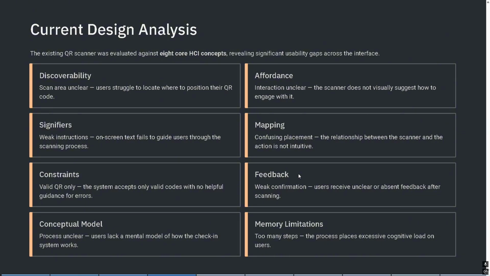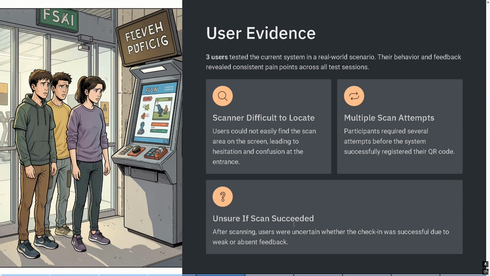We have the last two, the memory limitation and the conceptual model. The memory limitation is that there are too many steps. The process places excessive cognitive load on the user. There's no need for this. So this should be just a simple, everyday thing you do. Just scan, get in. In the overall conceptual model, the process, as unclear as it is, lacks simplicity. So the user has no mental model of how the system actually works.